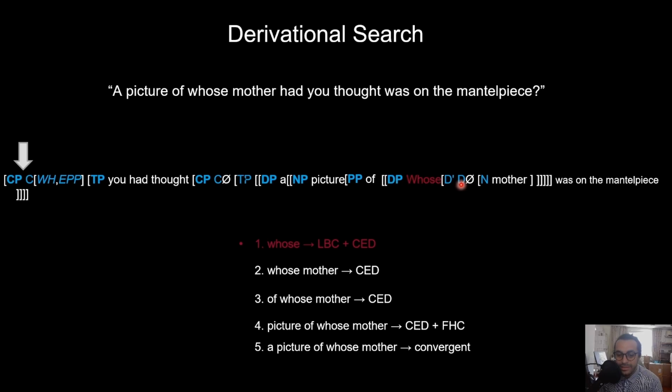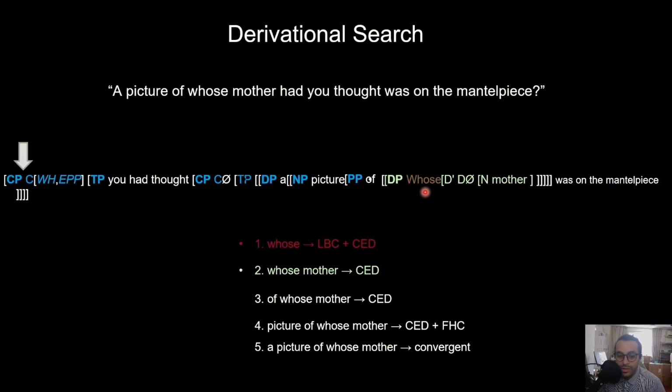Why? All right, look at this DP, whose mother. This is the leftmost constituent inside this DP. According to the left branching condition or constraint, we cannot extract something that is in the leftmost position, or the edge of the nominal phrase in this scenario. We're also violating the complement extraction domain. Is this a complement? It is not. It is not in the complement position. So we're also violating that. Because we violated these two constraints, we cannot make the movement happen.